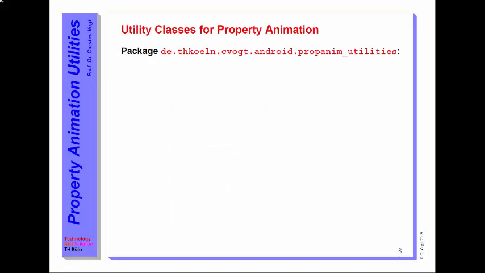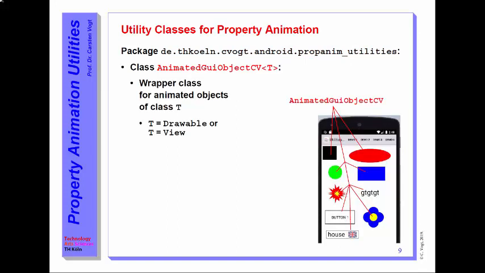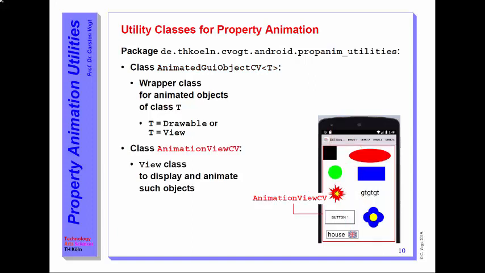We defined such a package which contains some useful classes for this purpose. The central class is called Animated GUI Object CV. It is a wrapper class for animated objects which can either be drawables or views that can be displayed on a screen. We see here on the right hand side some examples of these objects. The second class is class Animation View CV, which is a subclass of view to contain such objects, to display them, to animate them. And there are also some auxiliary classes.